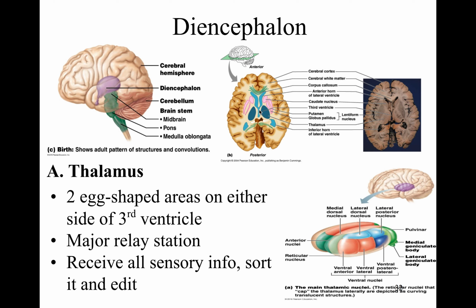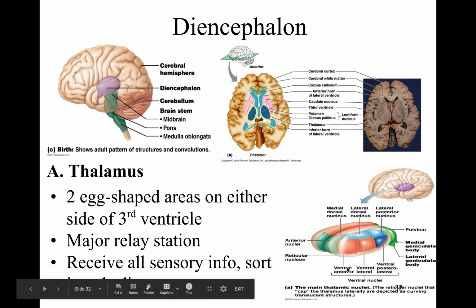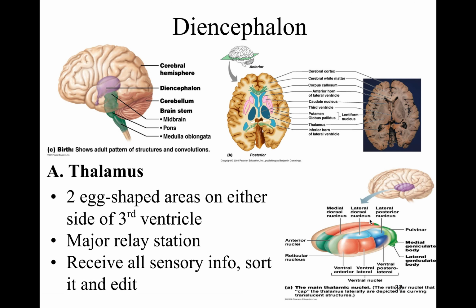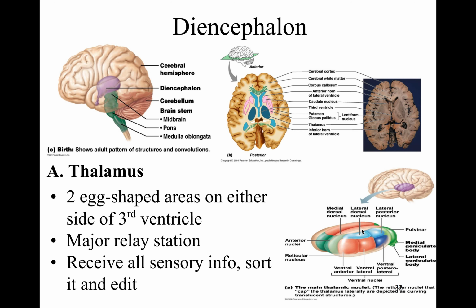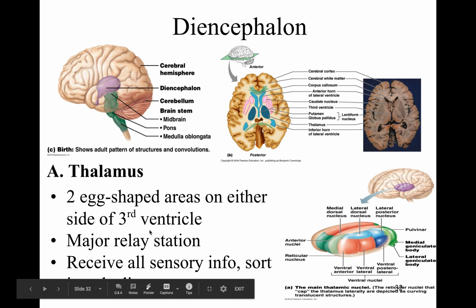The thalamus is composed of a bunch of nuclei. Nuclei are neuron cell bodies. So these are groups of neuron cell bodies or nuclei. So this is going to be a bunch of gray matter in the brain. So the thalamus is going to be a group of nuclei, or groups of neuron cell bodies, that function as the major relay station.